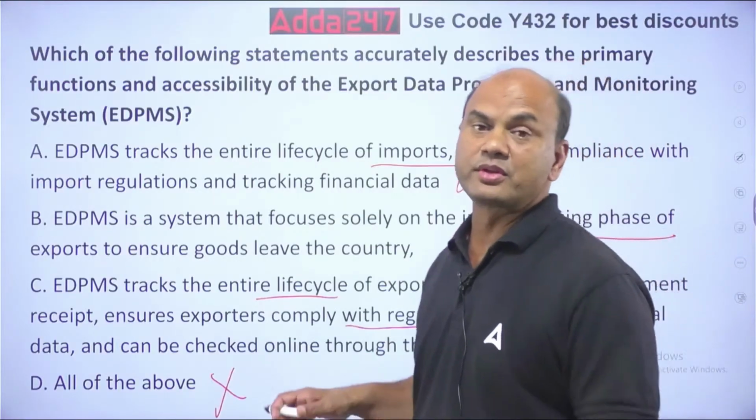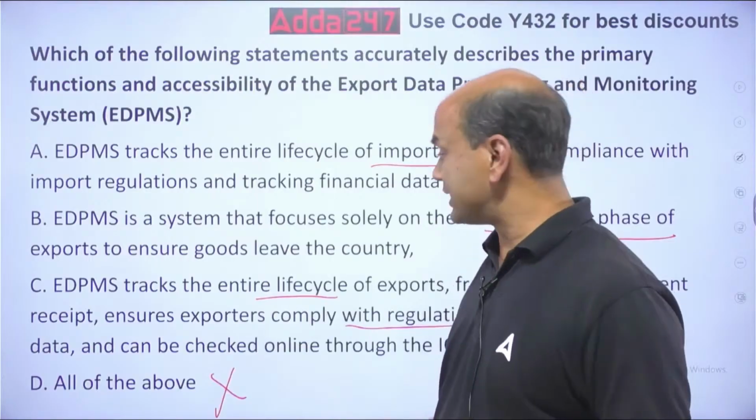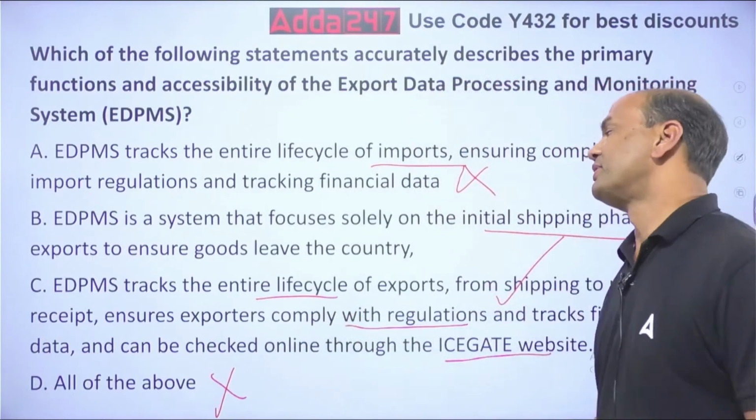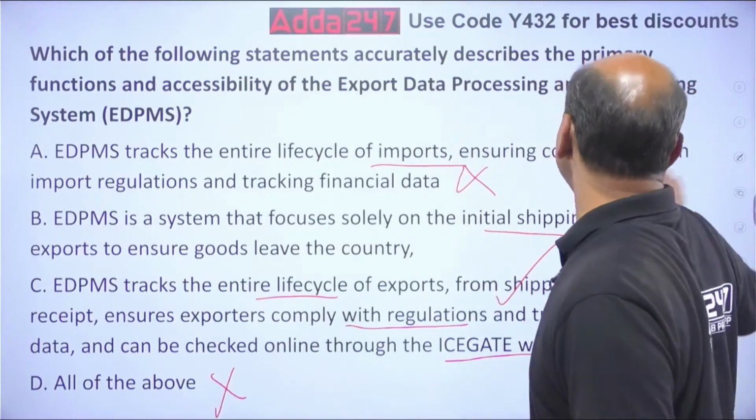This website gives you the entire picture. So the answer is C, not all of the above. Okay, the answer is C. Entire life cycle is tracked. Okay.